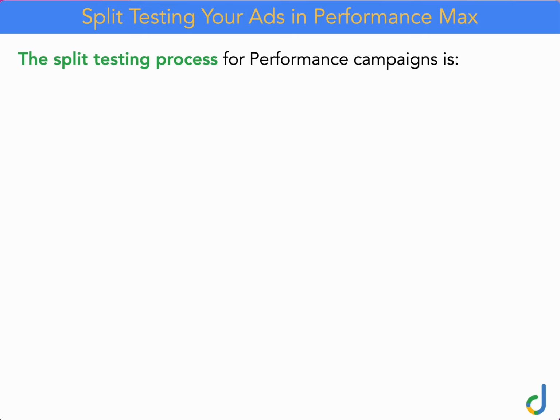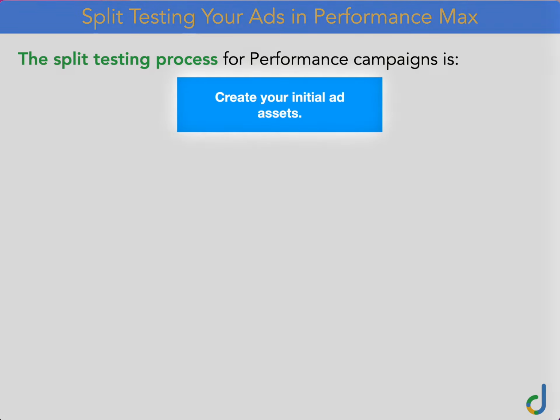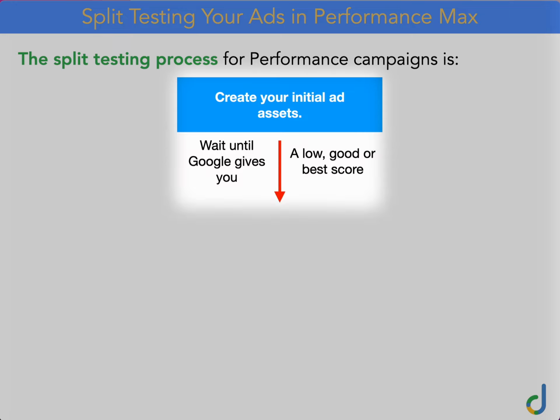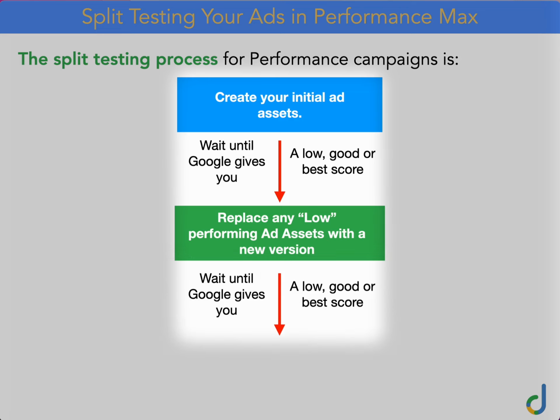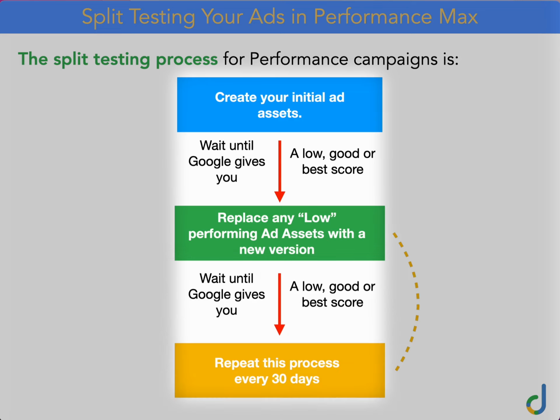So the split testing process for a Performance Max campaign is you create your initial ad assets. You wait until Google gives you a low, good, or best score. You then replace any low performing ad assets with a new version. Wait again until Google gives you the low, good, or best score, and then you repeat this process. I say every 30 days, but it really depends on how much you're spending, because sometimes you can get these low, good, or best scores within 14 days. So that's the way that you go through and do your split testing for Performance Max campaigns.